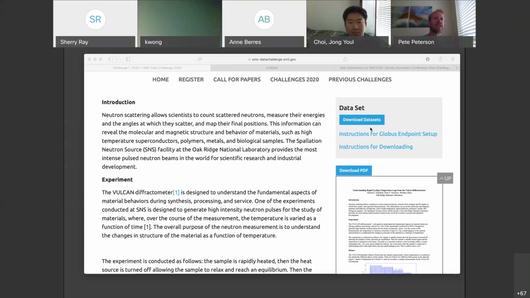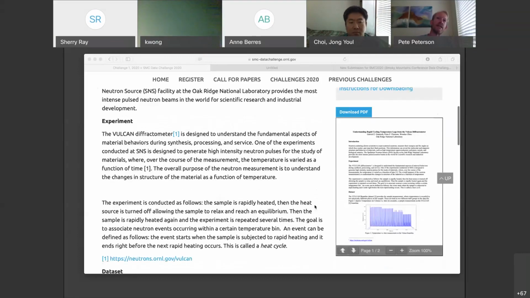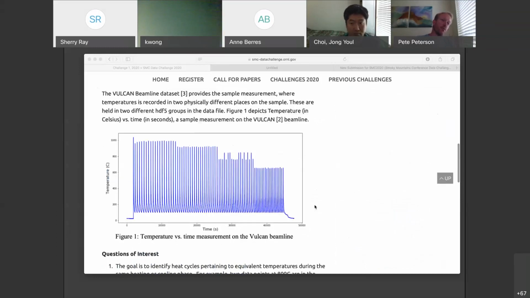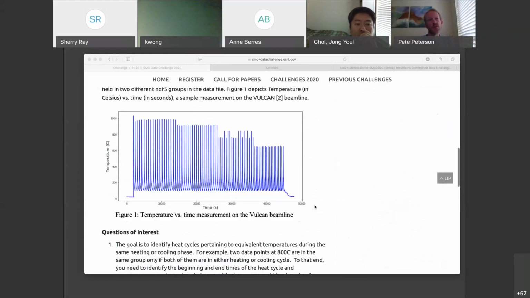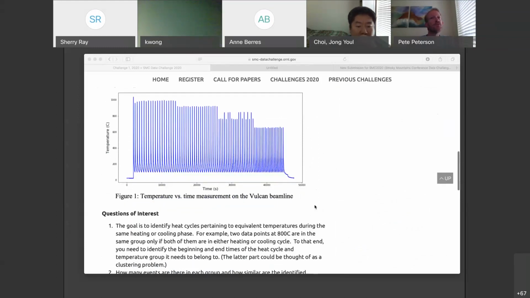So the data set challenge we have for you to look at is trying to understand when the temperature of the sample was being increased and decreased. So there's actually two sample temperatures in here. We are only showing one in this image, where it's heated rapidly and falls down.